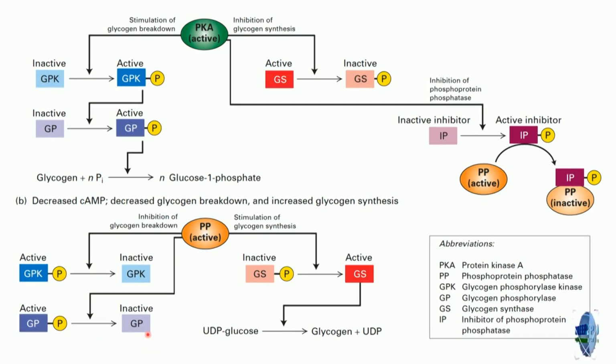So this phosphatase goes and dephosphorylates GP, which is glycogen phosphorylase, so that your GP is inactive. So GS will get activated. You have inactive GS, which was phosphorylated directly by PKA. You put the phosphatase, the phosphatase will dephosphorylate it, so that your GS is ready to do its job. So again, the amount of glucose in the system is determining. If your glucose is low, this will be picked up.